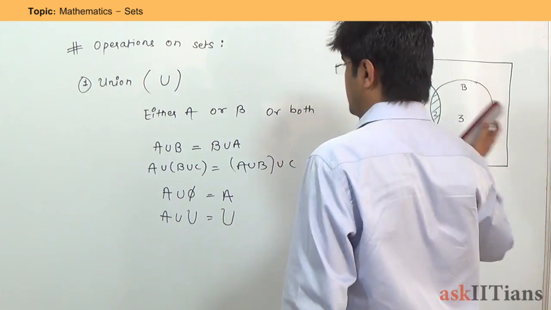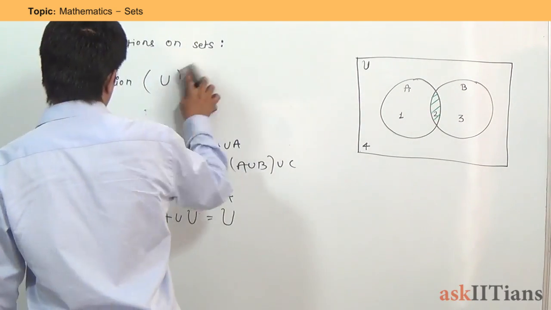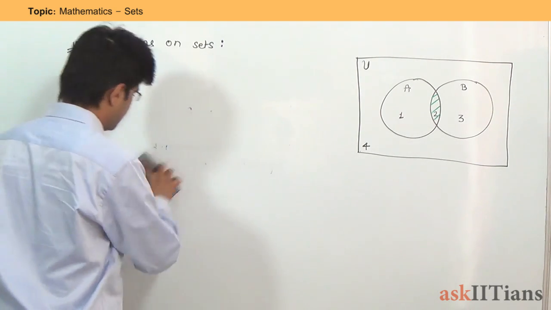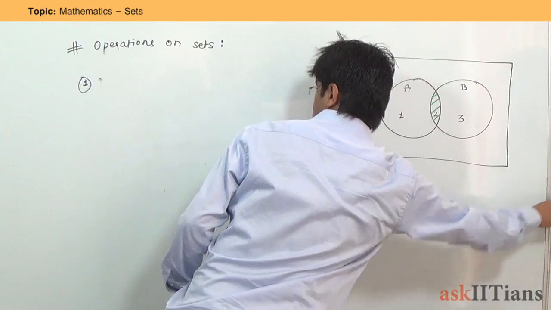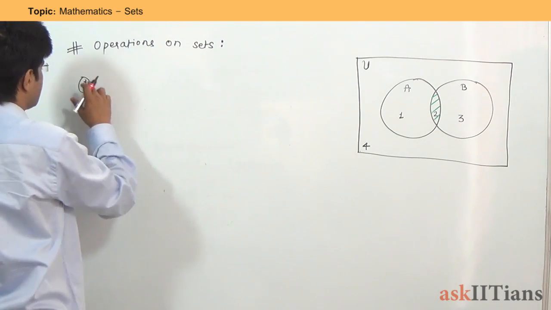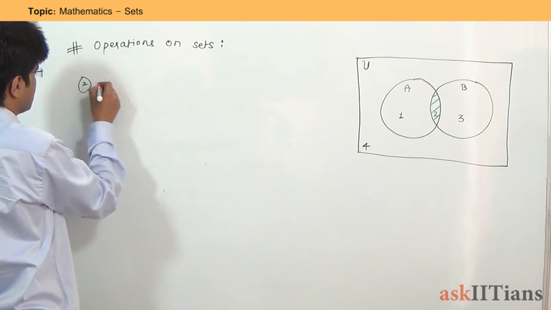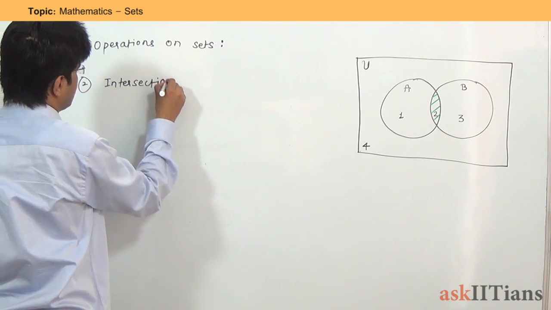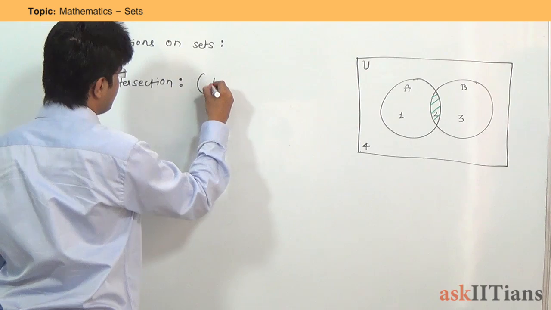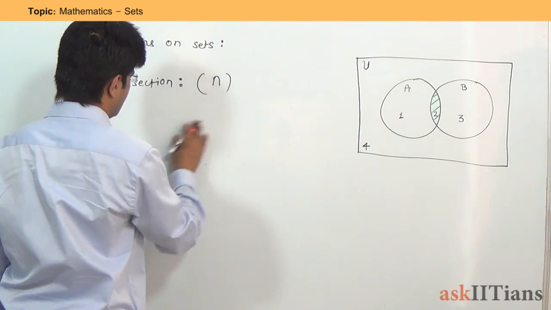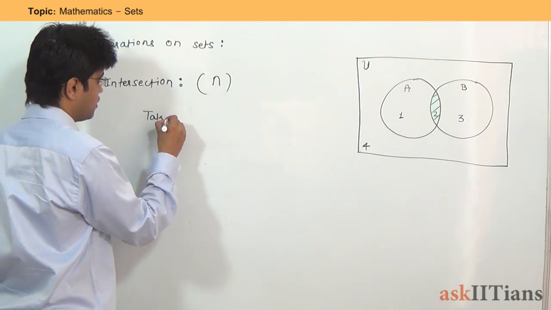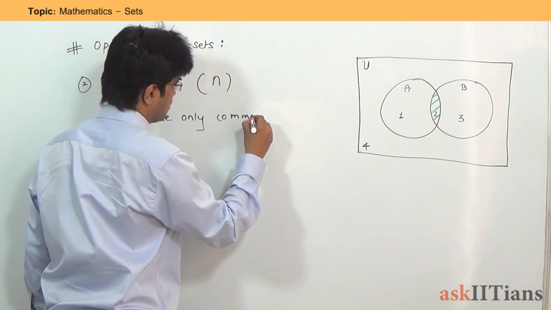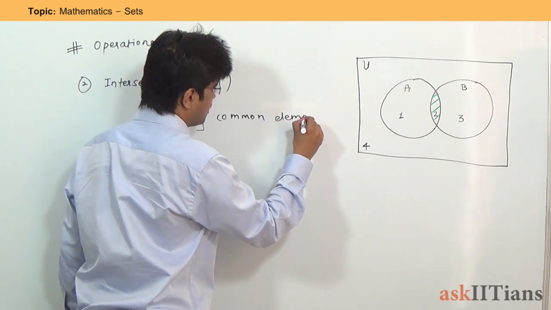In the same fashion, there is another operation, that is intersection. Now what does intersection say? Intersection says take only those things which are common in both. Intersection is represented by an inverted U. Now take only common elements. That means what?